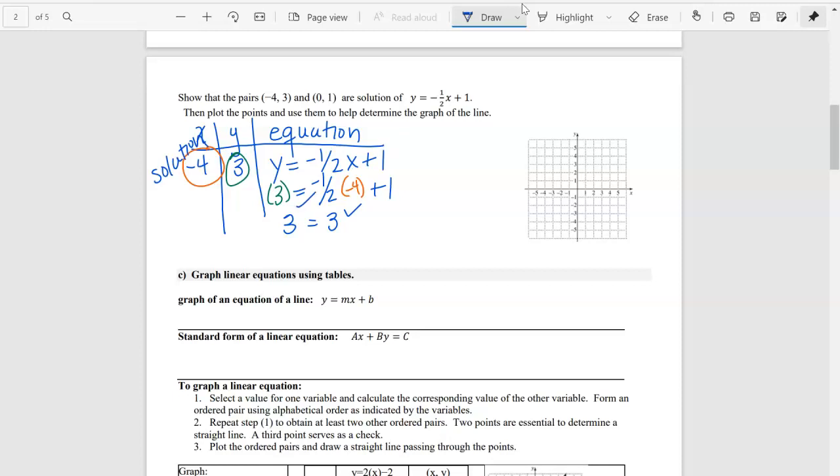So we're going to walk to negative 4. We're going to go up to third floor. We're going to plot that point. That point works. Okay, the next point they want us to use is 0, 1. So we're going to see, so here's 0, 1.